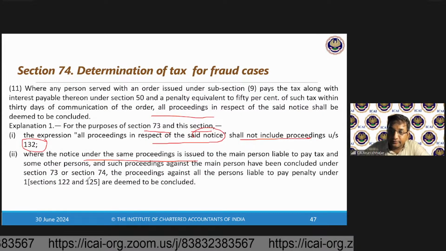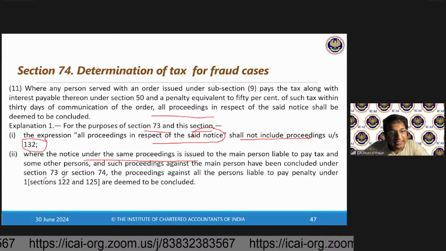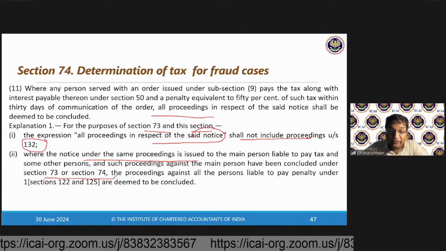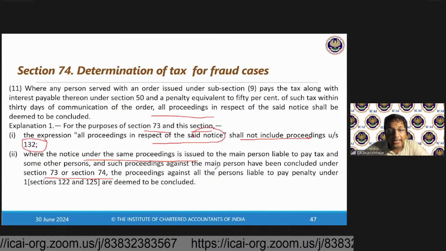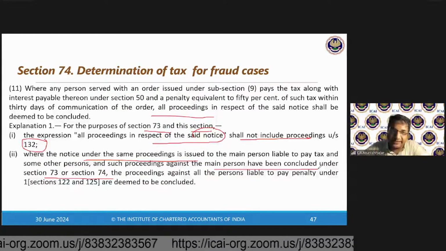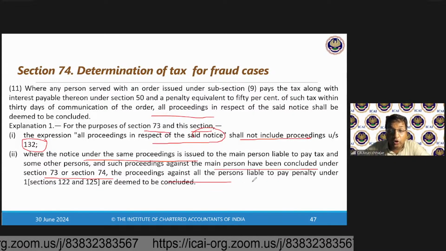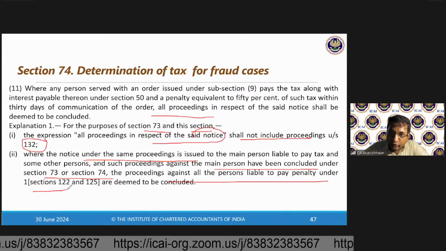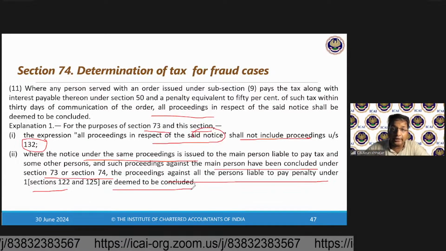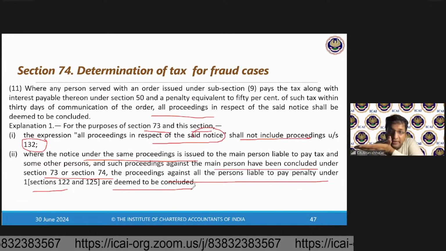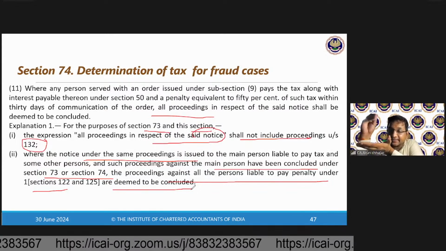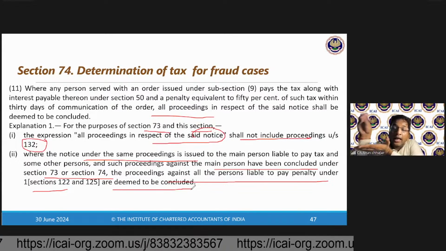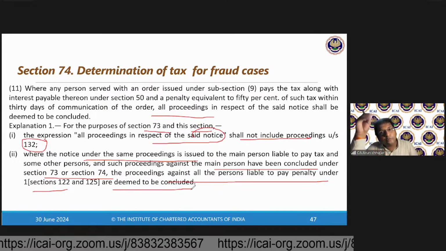Again, one important part. If the 73-74 proceeding has been deemed to be concluded, with the tax, interest, and penalty concluded for the main person in 73-74, then the proceedings against all the persons liable to pay penalty under 122 and 125 are deemed to be concluded. It means if the main person who is being determined under 73-74 has paid the taxes, then the proceeding for any other person under sections 122 and 125 will be deemed to be concluded.